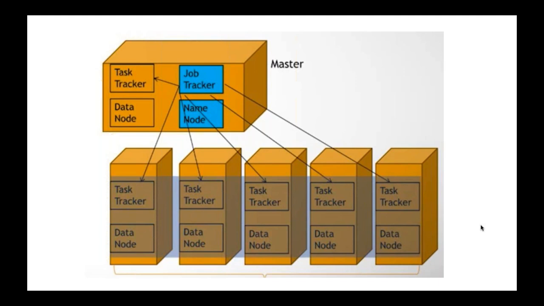Basically, MapReduce is a framework. A framework is nothing but a procedure to do things in a structured way. Some of the requirements for Hadoop MapReduce are the location of the job input in a distributed file system and the location of the job output in a distributed file system.